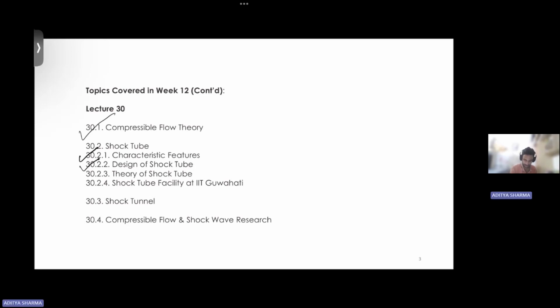After that comes the theory of the shock tube, where different ratios related to a shock tube have been given, the ratios of different regions. In a shock tube, different regions are defined based on the position of the normal shock, the position of the contact surface, and the position of the expansion fan. All this has been given in the theory of shock.